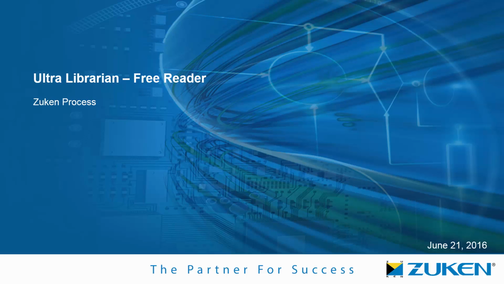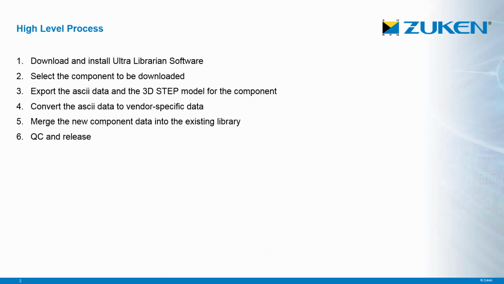This video demonstrates the process to download parts using the Librarian free reader in Zukin CR5000 or CR8000 format. From a high level, the process involves downloading and installing Librarian software, selecting the component to be downloaded, exporting the ASCII data and the 3D step model for the component, then converting the ASCII data to CR5000 or CR8000 format, merging the new component data into the Zukin library, and then finally QCing and releasing.